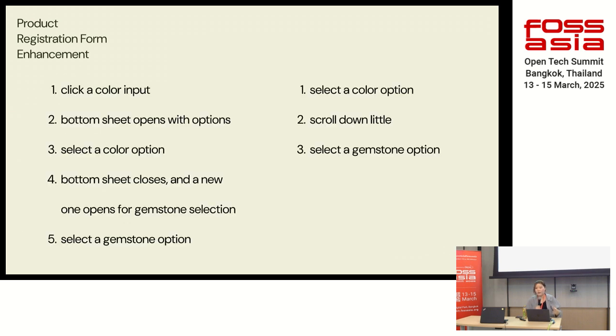For example, let's look at selecting a color and gemstone. In the old form, users had to tap a button, wait for a bottom sheet to open, select a color, close the sheet, wait for another bottom sheet to open, and then select the gemstone. In the new form, the process is much simpler. Users can now choose a color, scroll a little, and pick a gemstone, making the process much easier.